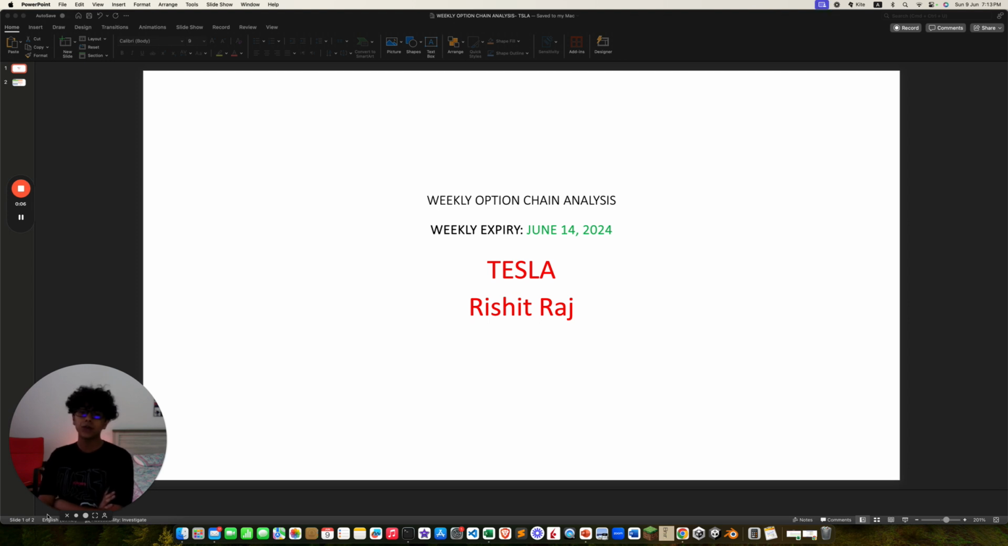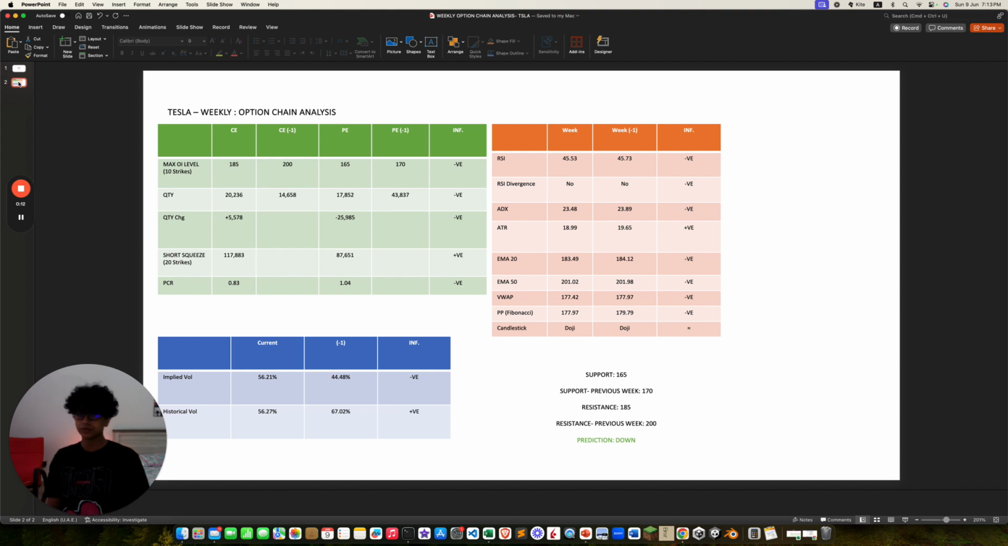I'll be going over my weekly prediction for Tesla based on the option chain analysis for the expiry on the 14th. So CE went down, PE went down, that's negative. Quantity is high for CE, that's negative. Change is higher for CE, that's negative. Short squeeze is high for CE, that's positive. PCR is below 1, that's negative.